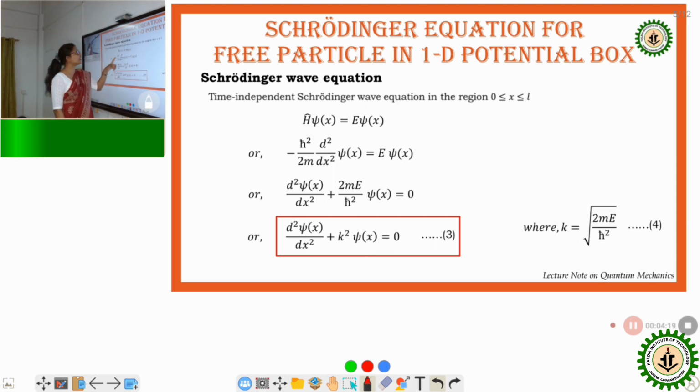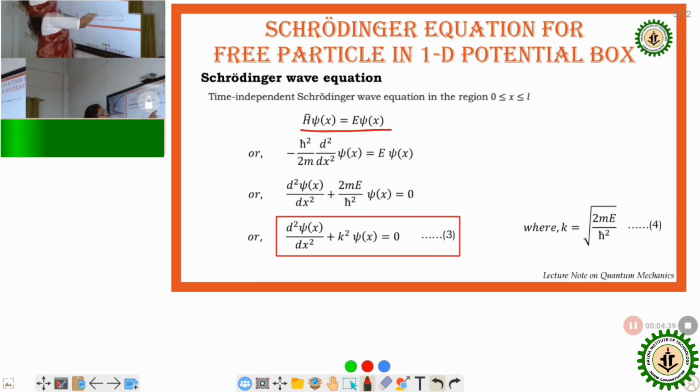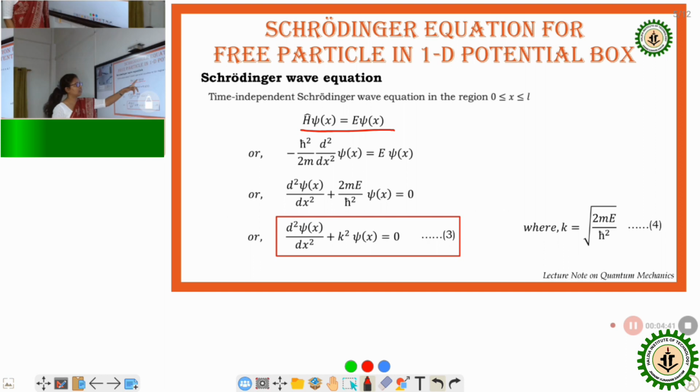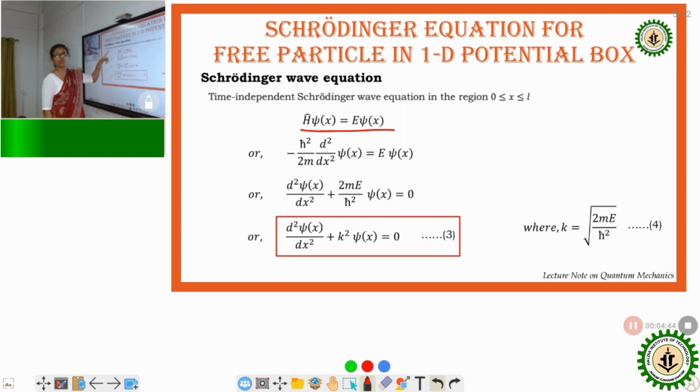Here this is the Schrodinger equation. That means we are using the time independent: minus h cut square by 2m d2 psi of x by dx square is equal to E psi of x. That means this is the eigenvalue equation. You see, H psi is equal to E psi, where psi, that is the wave function, is purely the function of x. Now what is H? H is the Hamiltonian.